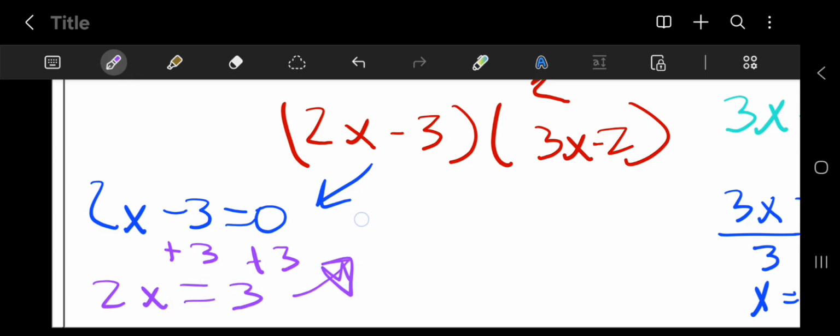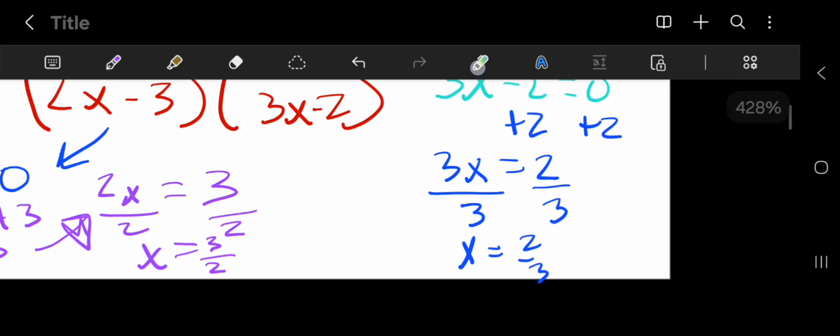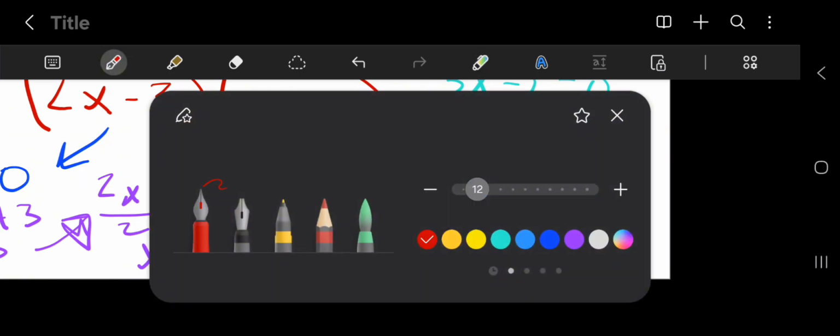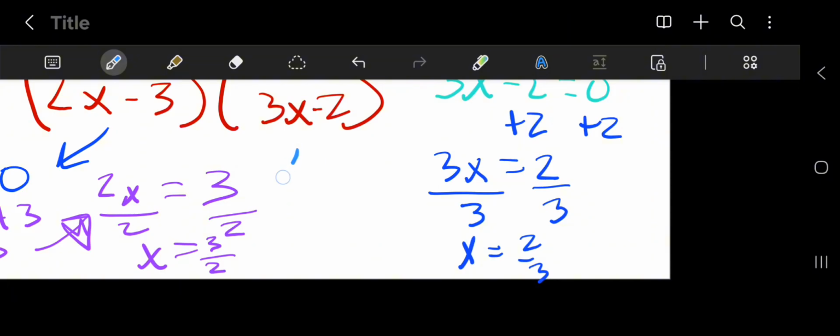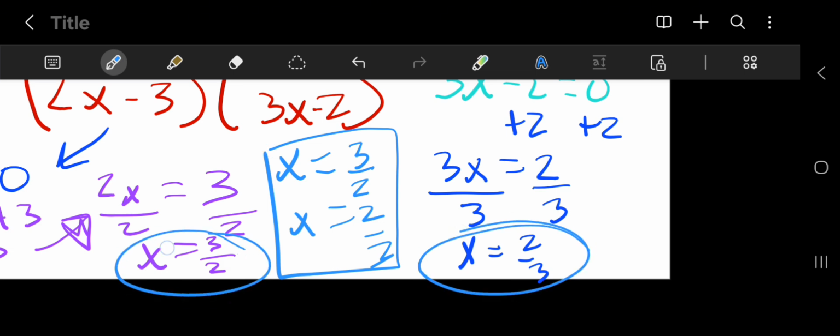And then we're still not done. This x is still being multiplied by 2. So we're going to divide both sides by 2. That gets us to x is equal to 3/2. So our final answers will be x is equal to 3/2 and x is equal to 2/3. Actually, let me do that in permanent writing. Okay, so our final answer will be x is equal to 3/2 and x is equal to 2/3, which you can see right here and right here.